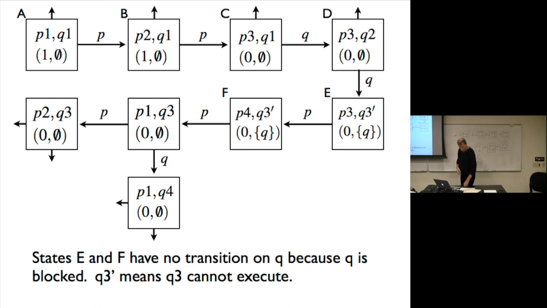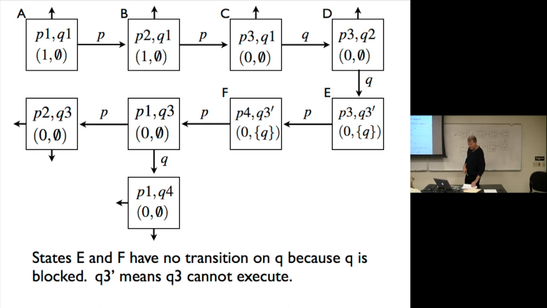So here I've labeled these states A, B, C, D, E, F. States E and F have no transition on Q because Q is blocked. Q3 prime means Q cannot execute. So does everybody see how that worked? And how that's an example, all right?